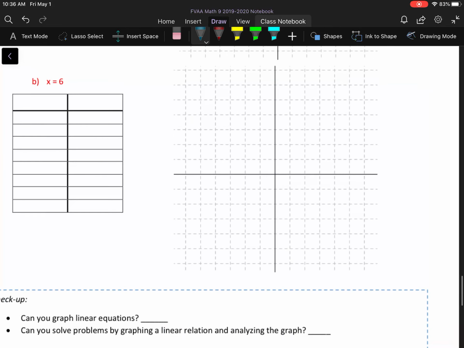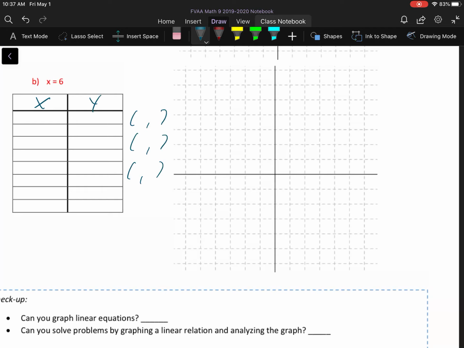So I want you to give it a try. Now here, this is x is equal to 6. So I want you to come up with a table of values for both the x and y variables and come up with at least 3 points that you can graph based on your table of values, and then graph them. Okay? So go ahead and pause the video and give that a try.